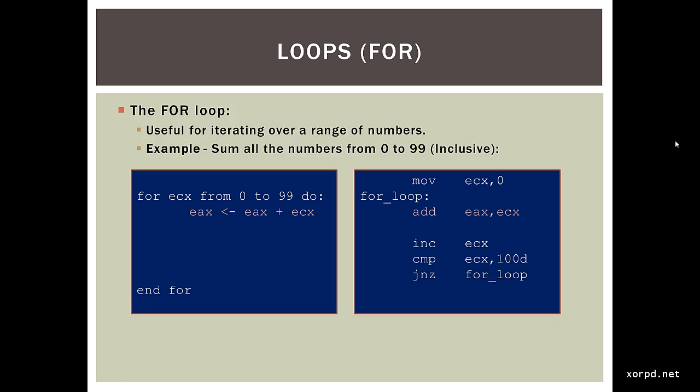Let's move on to loops. We will first discuss the for loop. The for loop is useful for iterating over a range of numbers. If we want to run a piece of code each time with a different number in some range, the for loop is the ideal choice for this kind of task. Let's look at an example. For example, we want to sum all the numbers from 0 to 99 inclusive.